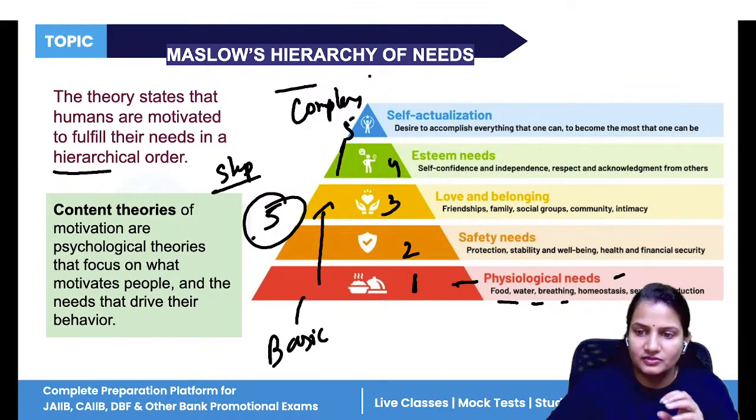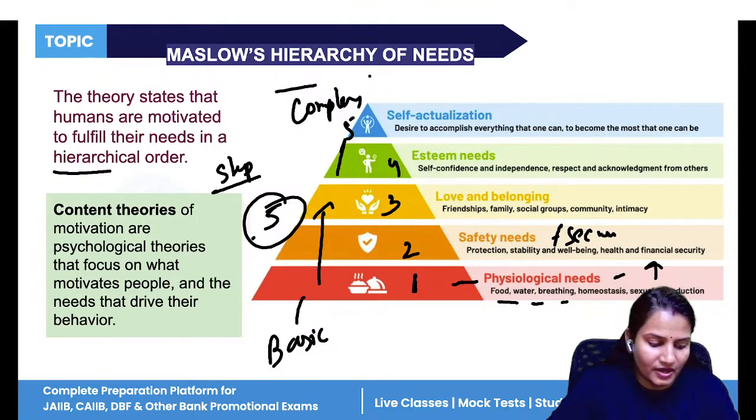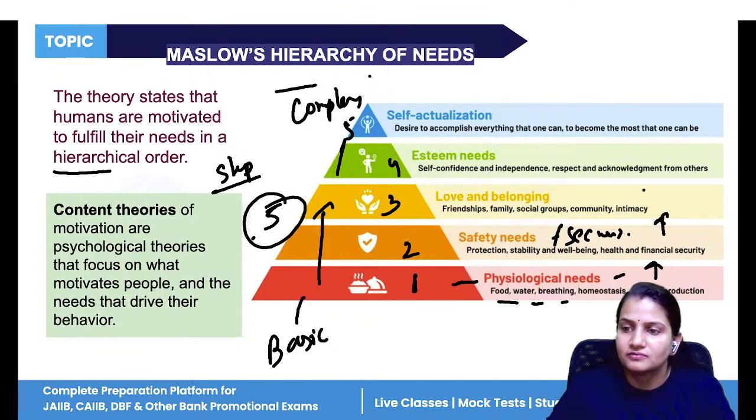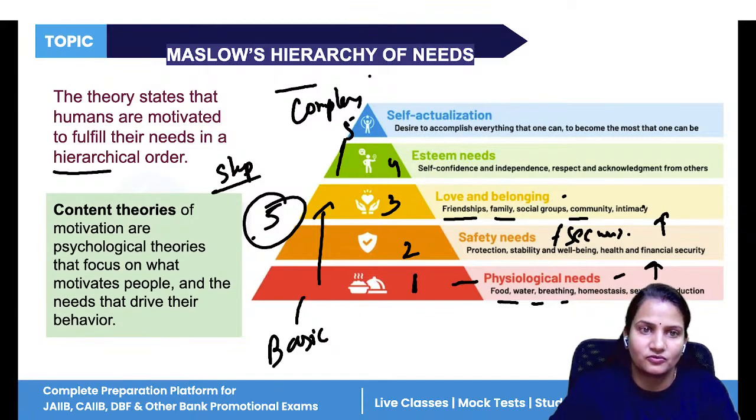Once you have fulfilled your physiological needs, now you are motivated to fulfill your next level of need, that is safety needs. Safety needs are also known as security needs. Now you say, okay, I have food, I have shelter, I have clothes to wear. Now I want a good job, a secured life, financial security. Once this level is fulfilled, now you move to the third level of need, that is love and belonging. Now you want your own friends, your own community, your social group. So this is what you want now.